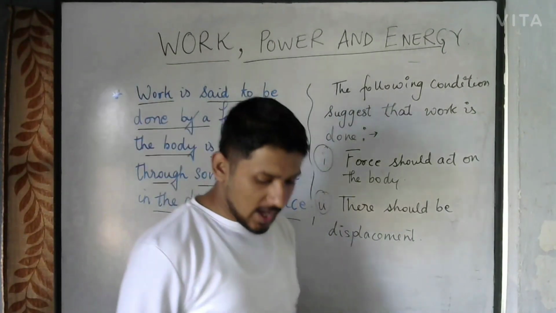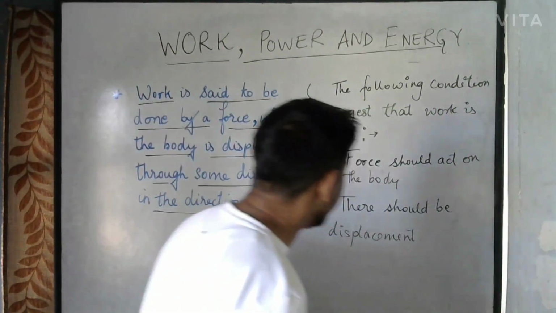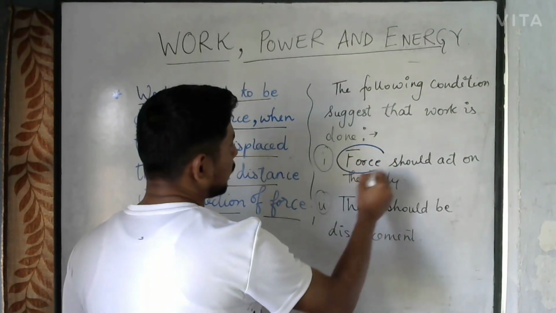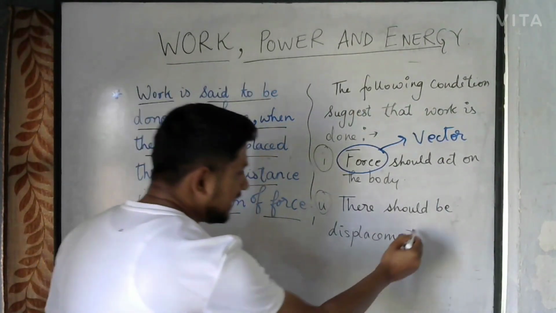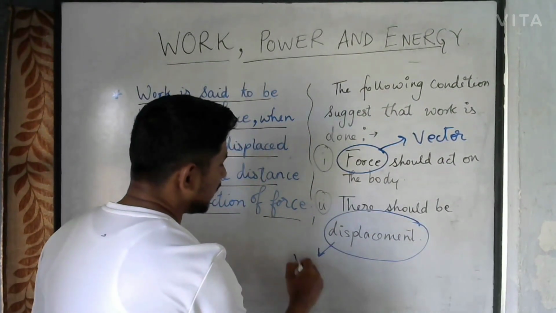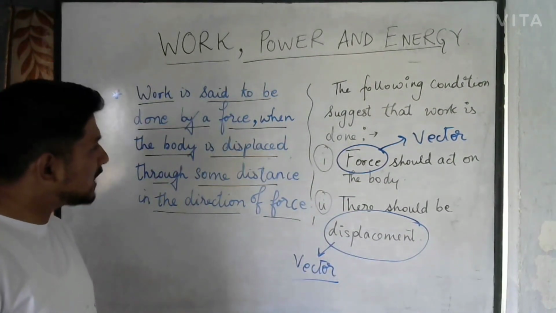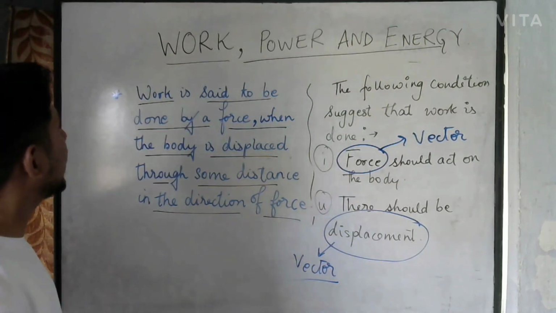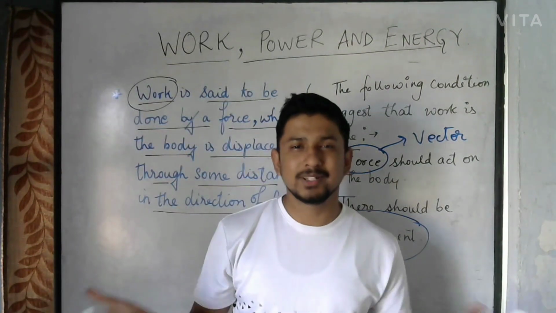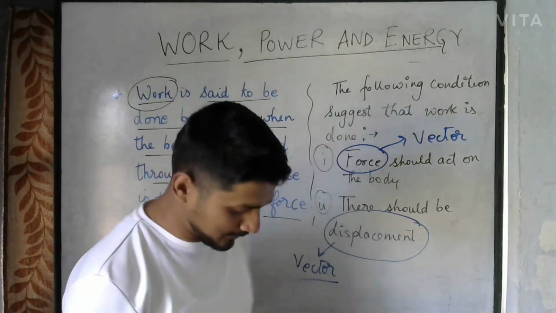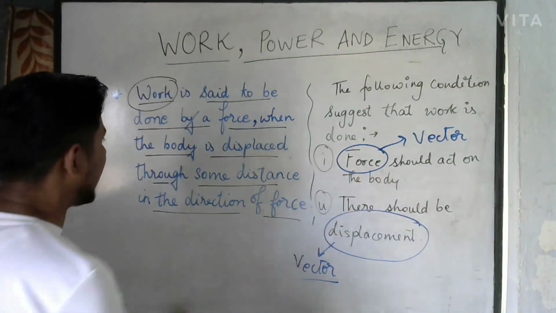Now that's the scenario. We have already studied that force is a vector quantity, and displacement is also a vector quantity. But work is not a vector quantity, because work doesn't need direction. It's a very simple thing. Now, if I try to write the formula for this, how will I write it?